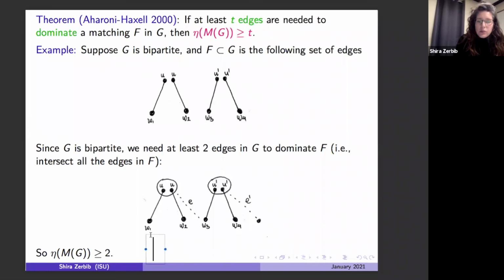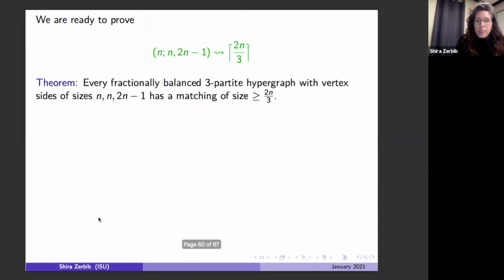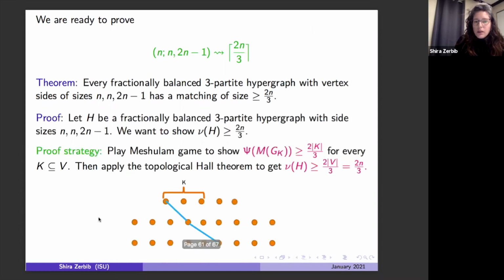Okay, now we are ready for the proof. So we want to prove that every fractionally tripartite hypergraph with vertex sides of size n and 2n minus 1 has a matching of size 2n over 3. And our proof strategy will be as follows. We take a fractionally balanced tripartite hypergraph with sides n and 2n minus 1. We want to show a large matching.